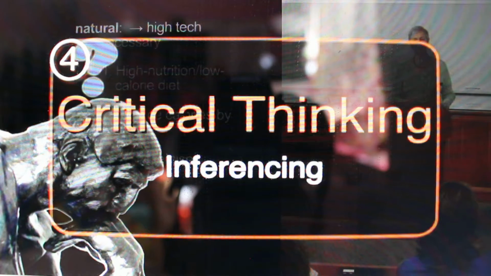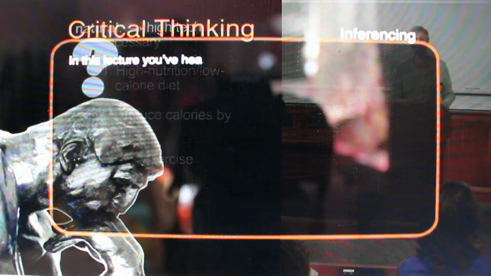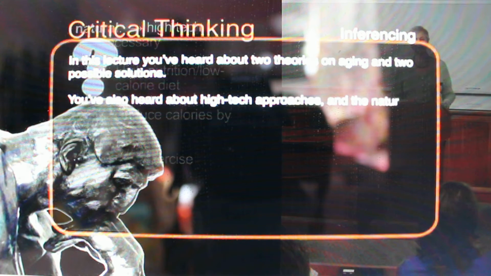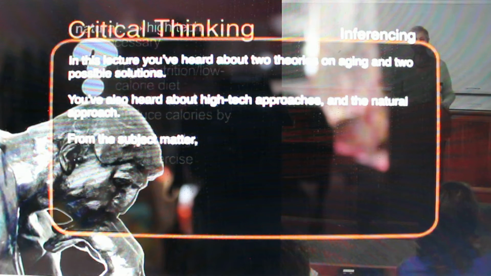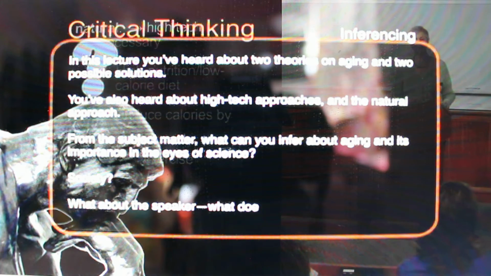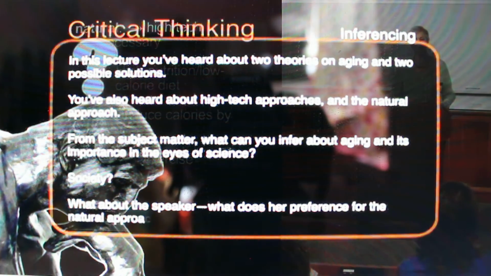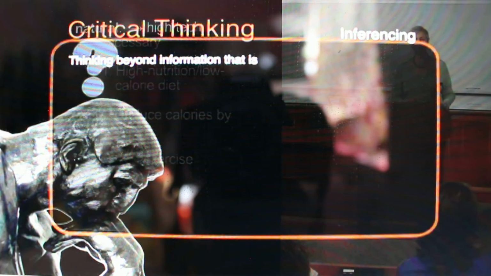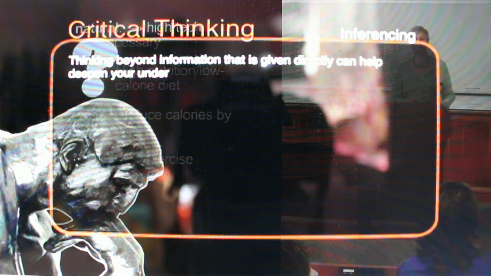Critical thinking. Inferencing. In this lecture, you've heard about two theories on aging and two possible solutions. You've also heard about high-tech approaches and the natural approach. From the subject matter, what can you infer about aging and its importance in the eyes of science, society? What about the speaker? What does her preference for the natural approach tell you about her attitude toward aging? Thinking beyond information that is given directly can help deepen your understanding of a topic.